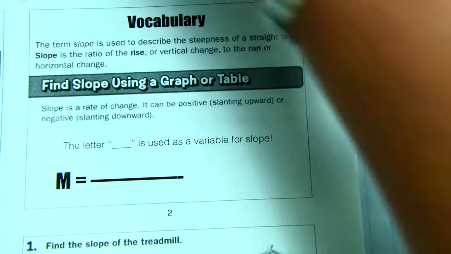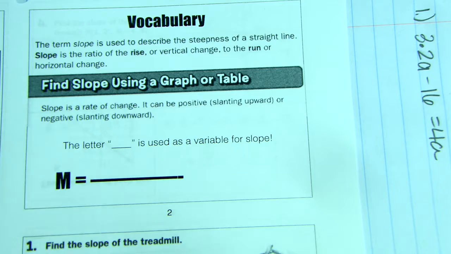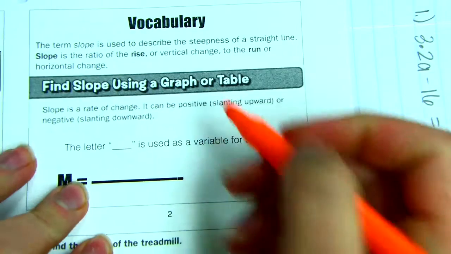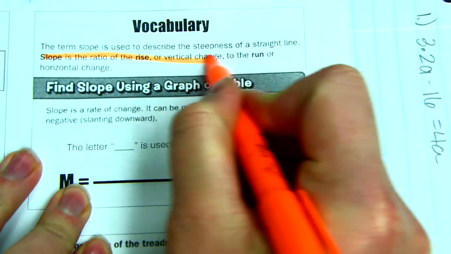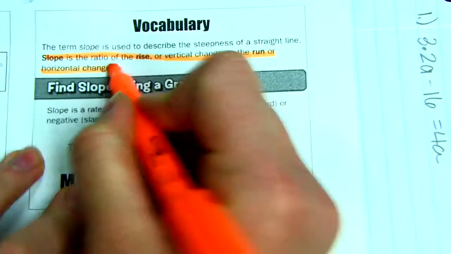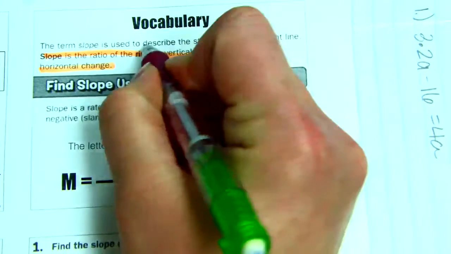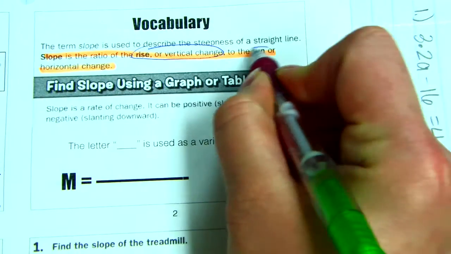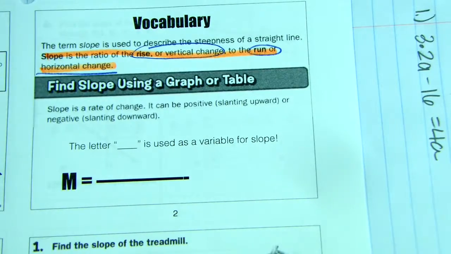So we have a few vocab words, so take time to write these vocab words down. The term slope is used to describe the steepness of a straight line. Slope is the ratio of rise over run. And then there's some vocab words within here. Rise is the vertical change, and run is the horizontal change.